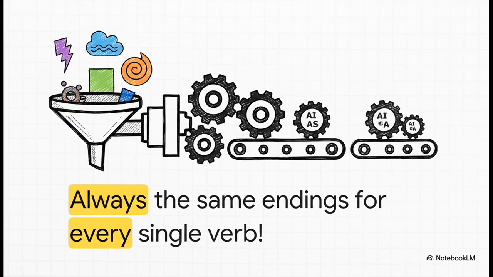So let's start with the easiest piece first. We're going to start with the endings because this is the best part. They are always, and I mean always, the same for every single verb. It doesn't matter if it's regular, irregular, whatever. This is your first big, easy win.